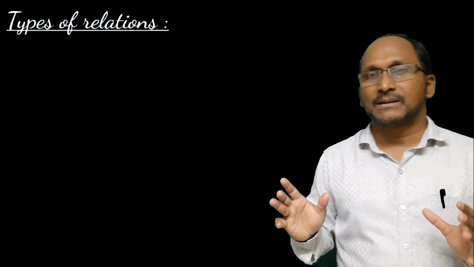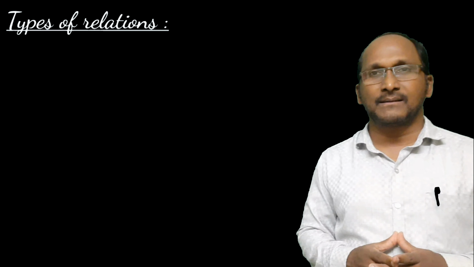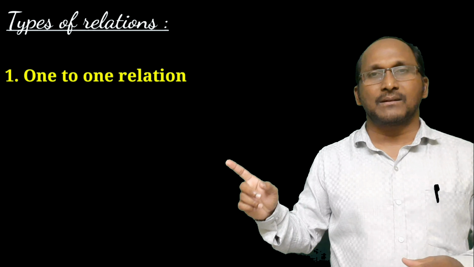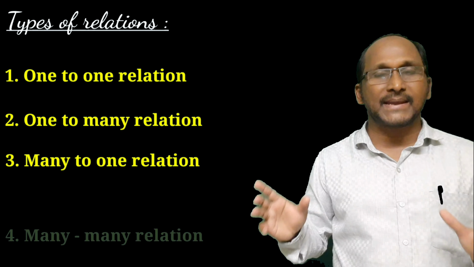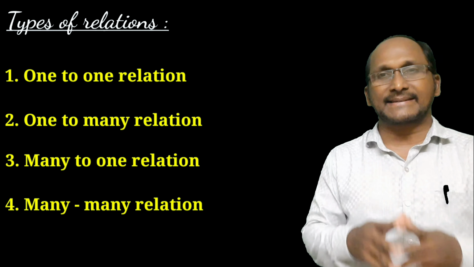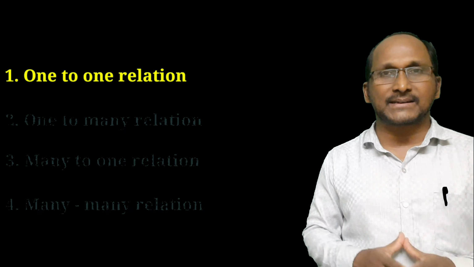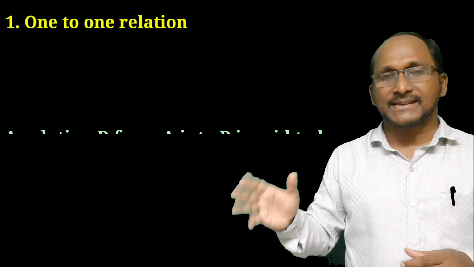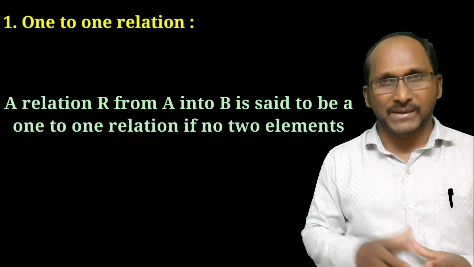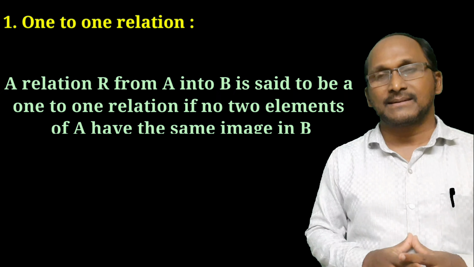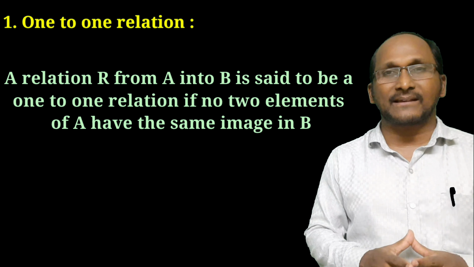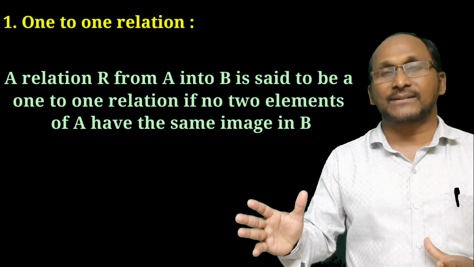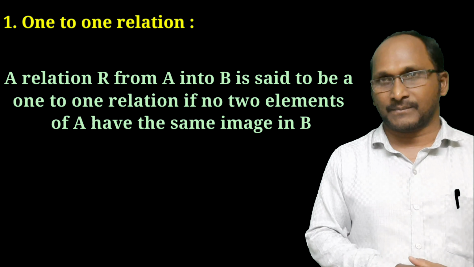Students, there are mainly four types of relations. They are one-to-one relation, one-to-many relation, many-to-one relation, and many-many relation. First, let us see what the one-to-one relation is. A relation from the set A into set B is said to be a one-to-one relation if no two elements of set A have the same image in the set B.